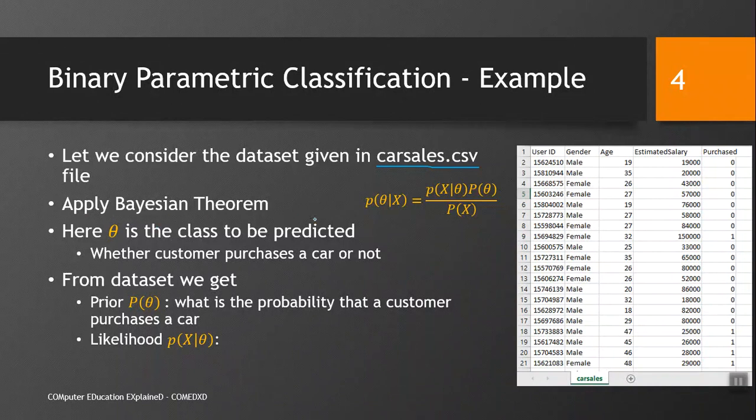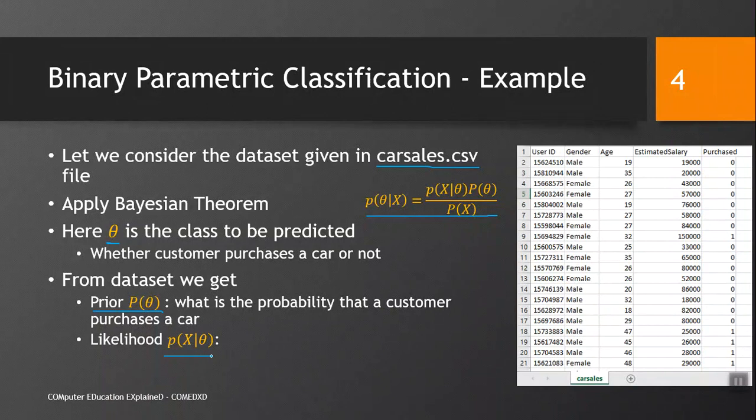We will apply the Bayesian theorem, which is given like this. We have already seen this Bayesian theorem in our last few lectures. Here theta is the class to be predicted, the parameter that we want to predict. And the parameter could be a class as well: whether a customer purchases a car or not, we want to determine this based on this data set. From the data set we get P of theta, which is the prior probability. What is the probability that a customer purchases a car?